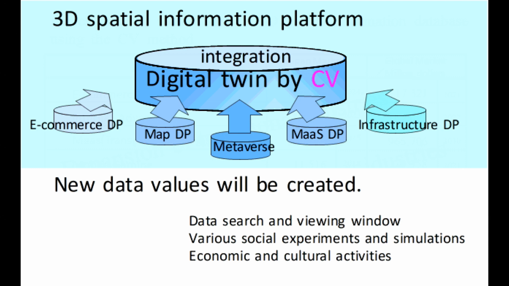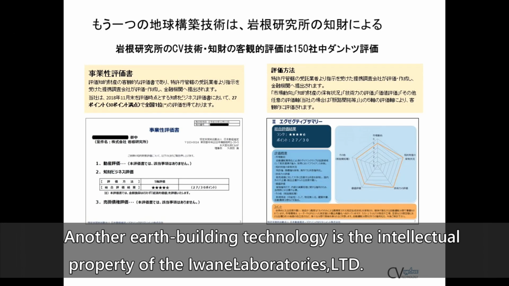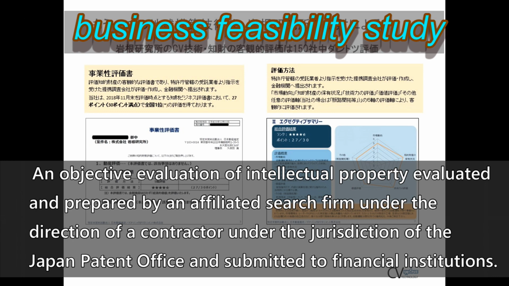Next, we would like to talk about patents and intellectual property related to the many new technologies, such as the CV method, that have created another Earth. The Japan Patent Office has taken the lead in evaluating and preparing a business feasibility evaluation report on the intellectual property status of small and medium-sized enterprises nationwide. Evaluation items are market trends, intellectual property ownership, evaluation of technical capabilities, value evaluation, etc.